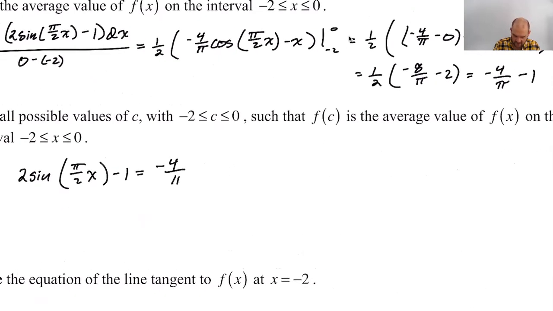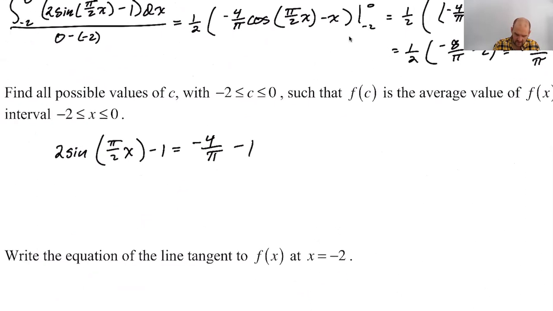I mean, we could just do it by hand. We get this, right? Okay, not bad. Add 1 to both sides, fine. Divide by 2, fine. We get sine of pi over 2 x is -2/pi.